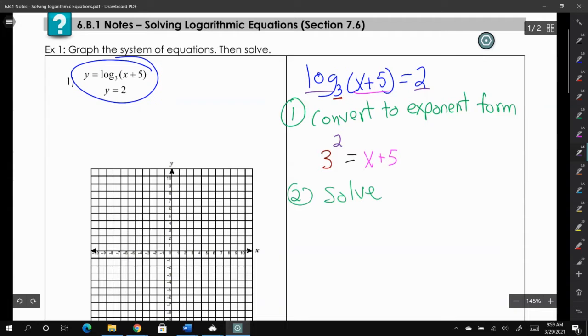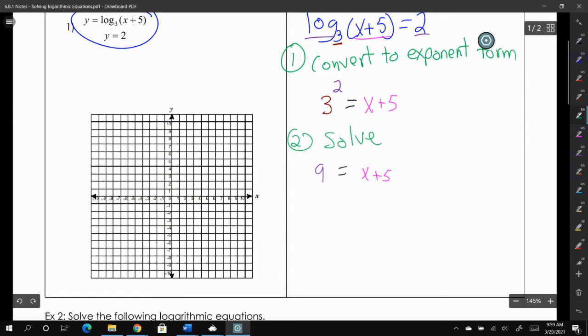3 to the second power, or 3 squared, is 9, and that will equal x plus 5. Then we will subtract 5 from both sides, and 4 is equal to x.